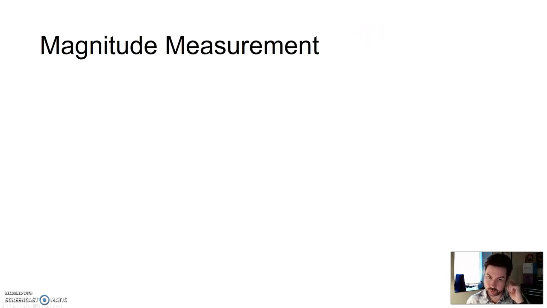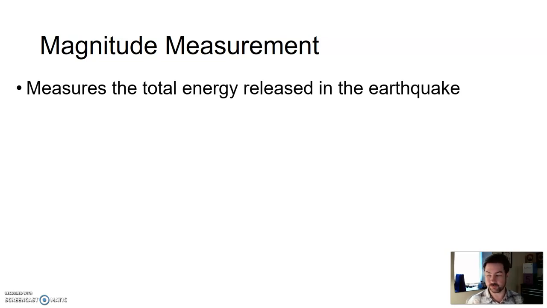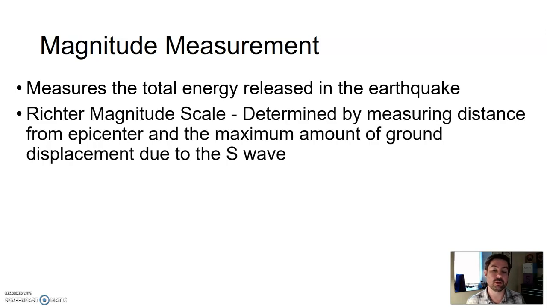There's a couple of ways to measure earthquakes. The first being the magnitude. This is a measurement of how much energy is released during the earthquake. The following measurement scale, you may have heard of it before, not necessarily knowing what it is, is called the Richter magnitude scale. And again, it measures the amount of energy released in an earthquake.